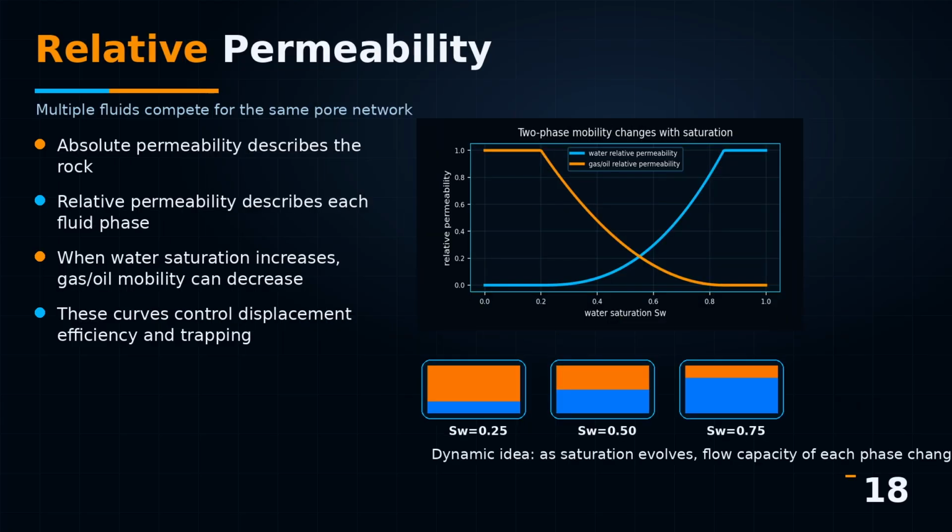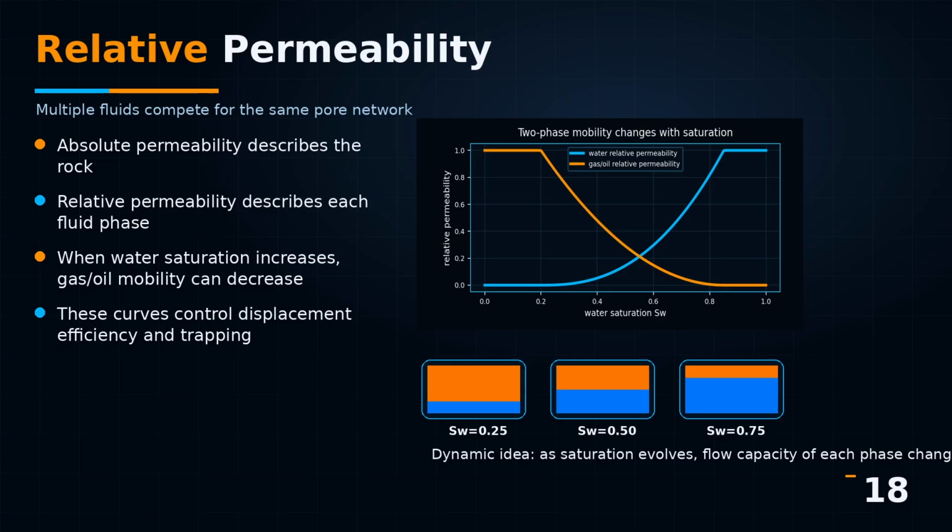Relative permeability is essential for multi-phase flow. When more than one fluid exists in the pore space, each phase does not have full access to the rock permeability. Water, oil, gas, CO₂, or hydrogen must share the same pore network. Relative permeability tells us how easily each phase can flow as a function of saturation. For example, if gas saturation is very low, the gas may be disconnected and unable to flow effectively.